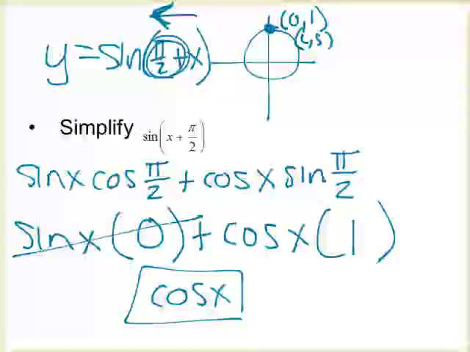So the cosine of pi halves and sine of pi halves became 0 and 1? Yes, the cosine of pi halves and the sine of pi halves became 0 and 1 because those are their values from the unit circle. So we grabbed their unit circle values and plugged them in.